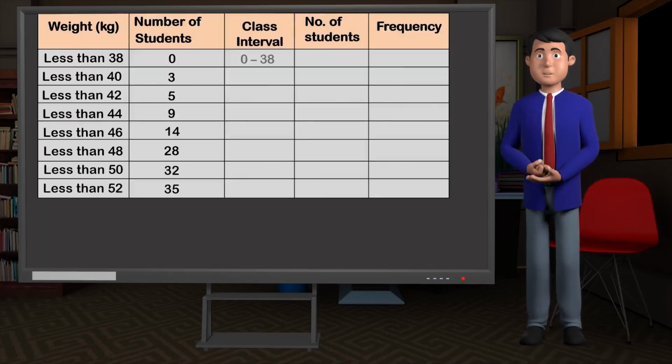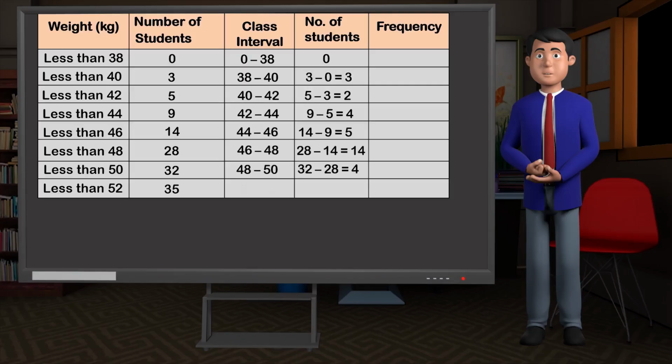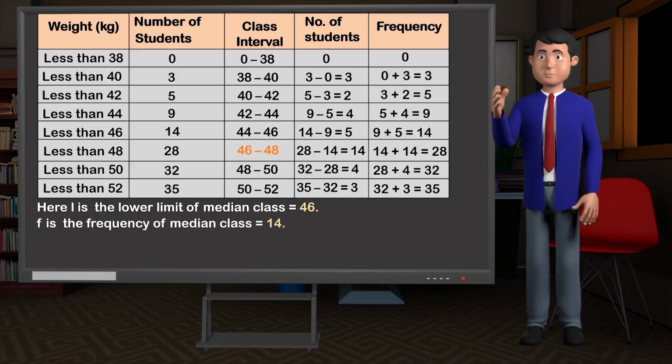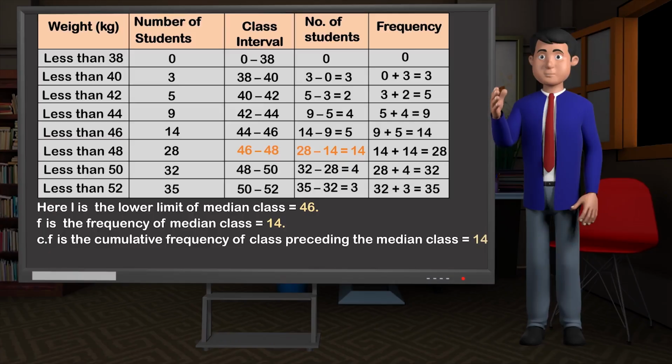Here, l is the lower limit of median class, that is equal to 46. f is the frequency of median class, that is equal to 14. cf is the cumulative frequency of the class preceding the median class, that is equal to 14. h is the class size, that is equal to 2.